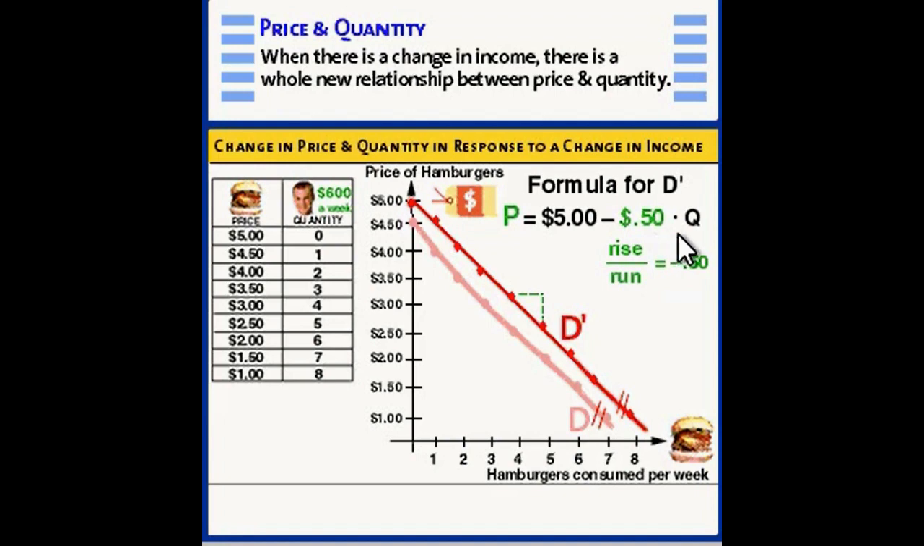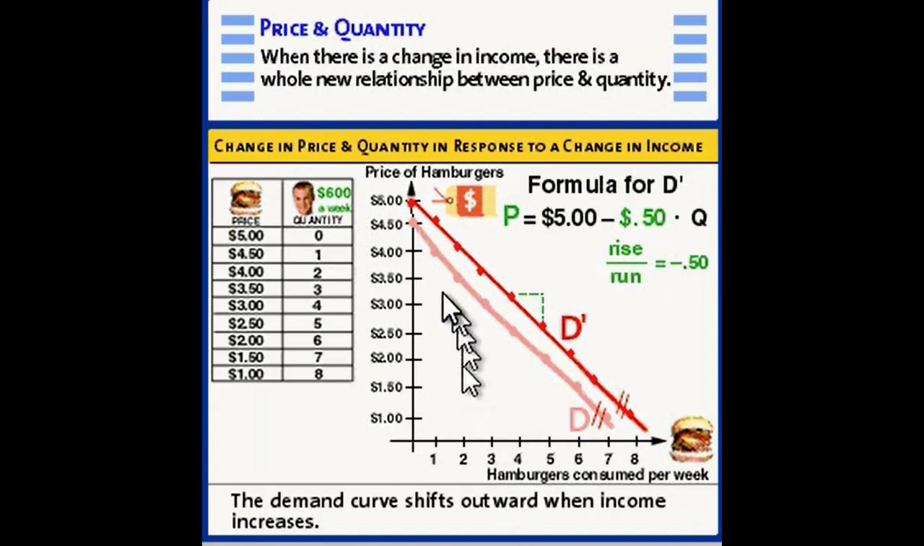We might think of this as the curve shifting outwards. If we wanted to represent our original demand curve like this, then with the increase in income, we get a new set of points that moves the demand curve outwards. You can think of this as a shift in the curve. Let's look at another set of numbers.